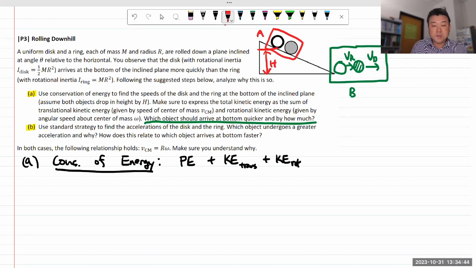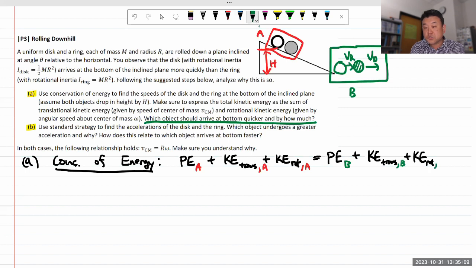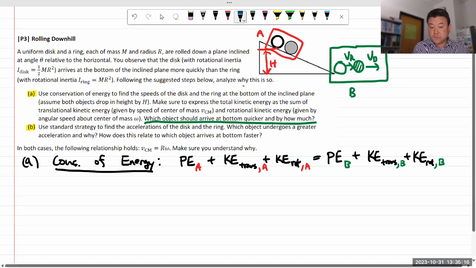By which we mean that these quantities taken at snapshot A are equal to these same expressions, potential energy, translational kinetic energy, plus rotational kinetic energy, calculated at snapshot B. The total sum should be the same. So let's write them out. We have the expression for gravitational potential energy.